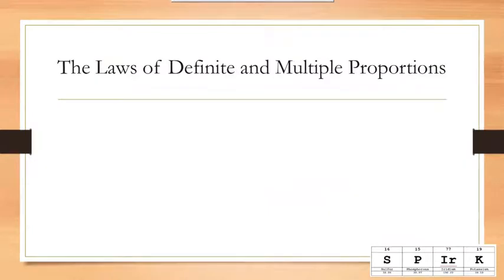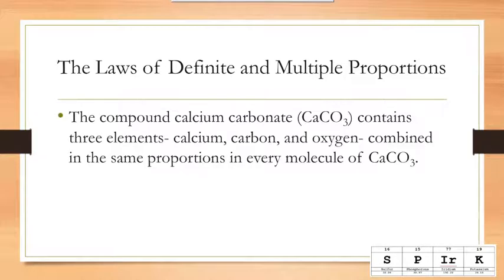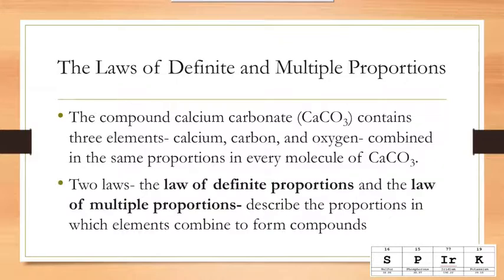So we're going to be talking about two laws, and they are the laws of definite and multiple proportions. The compound calcium carbonate, CaCO3, contains three elements: calcium, carbon, and oxygen, combined in the same proportion in every molecule of CaCO3. So in every molecule of calcium carbonate, they are in the same proportions. There's two laws: the law of definite proportions and the law of multiple proportions, and they describe the proportions in which elements combine to form compounds.